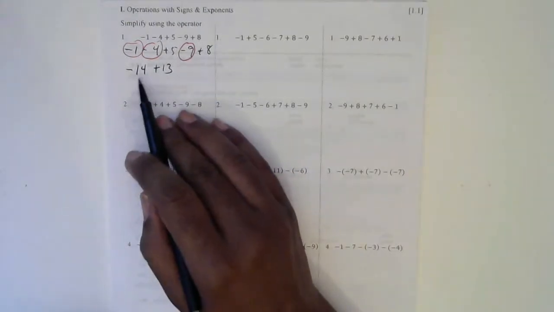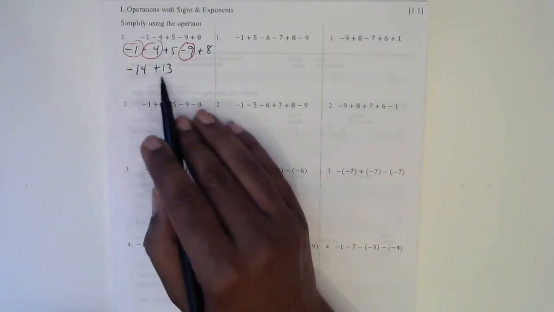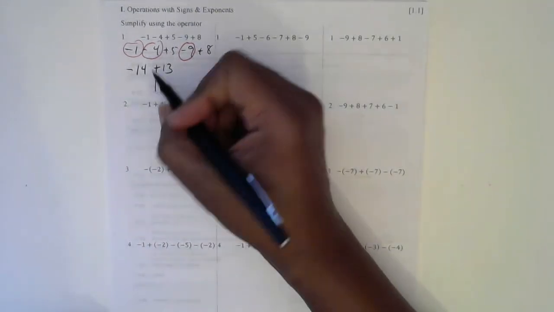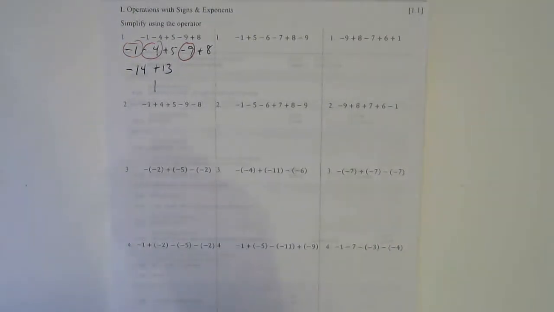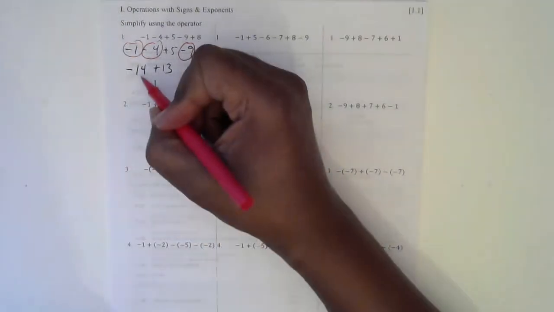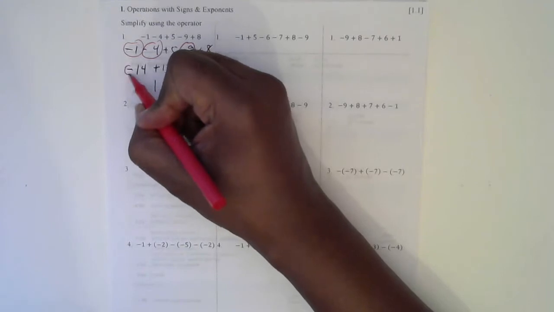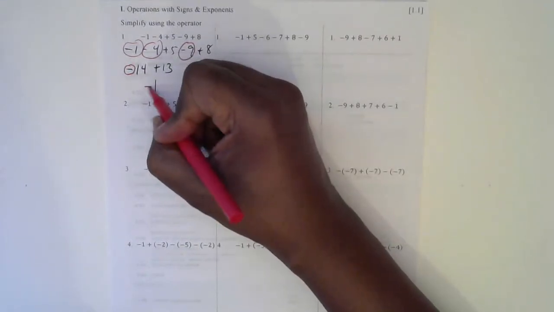And then now we have different signs, a negative 14, positive 13. Different signs subtract. So 14 and 13, when you subtract those, you're going to get 1. And lastly, bigger sign wins. The 14 is the bigger number and its sign is negative, so the negative will win. So this will be a -1.